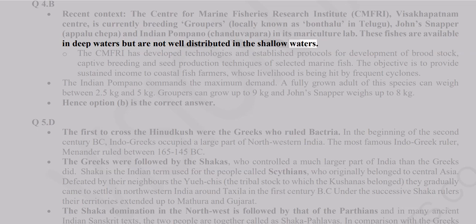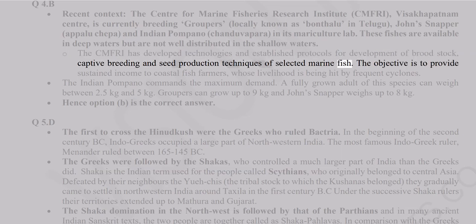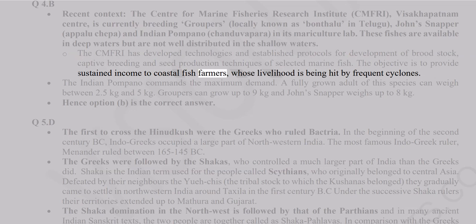The CMFRI has developed knowledge and established protocols for development of broodstock, captive breeding and seed production techniques of selected marine fish. The objective is to provide sustained income to coastal fish farmers, whose livelihood is being hit by frequent cyclones.